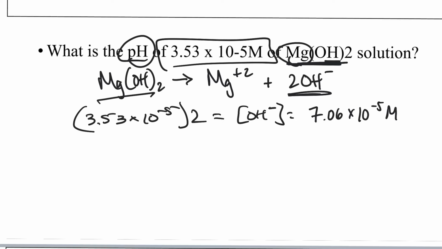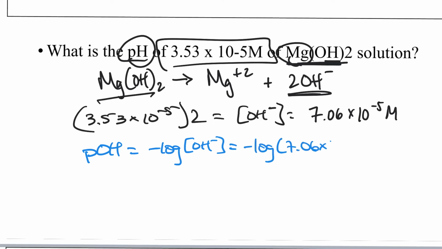Now, with the concentration of hydroxide, what I can actually figure out is the pOH. All right. And so the pOH is equal to the negative log of the concentration of hydroxide. All right. And so in this case, it's the negative log of 7.06 times 10 to the negative fifth. So when I put this in the calculator, I get a pOH of 4.15. So that's my pOH.